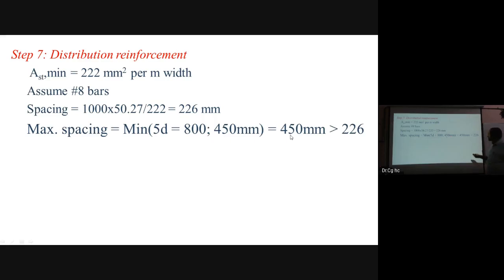According to the code, 226, that is 800 and 450. ಈ ಮೂರರಲ್ಲಿ ಯಾವುದು ಕಡಿಮೆ ಇರುತ್ತೆ ಅದನ್ನು ನಾವು ಪ್ರೊವೈಡ್ ಮಾಡಬೇಕು. Therefore, provide 8 mm dia bars at 220 millimeter center to center. This is how we need to provide the reinforcement. Main reinforcement calculate ಮಾಡಿದೆವು. ಇದು distribution bar. ಇದಿಷ್ಟು ಕೆಲಸ ಆಯ್ತು.